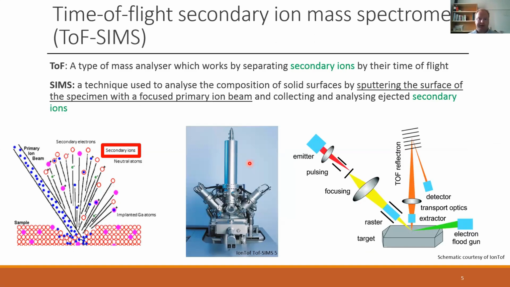So time of flight secondary ion mass spectrometry. It's a SIMS technique, where we're looking at the secondary ions which are sputtered from the surface. The primary ion comes in and sputters a number of atoms away. Most of them are actually neutral, but some of them are charged as secondary ions. If we extract those secondary ions and pulse them through a time of flight analyzer, we can identify these ions by their mass to charge ratio.